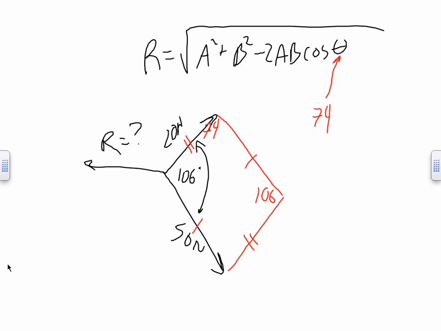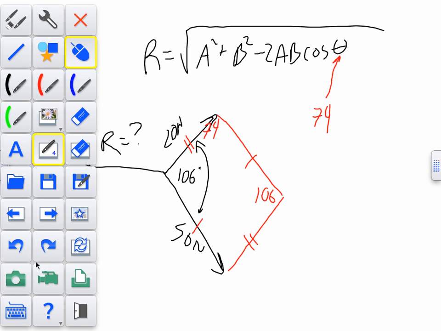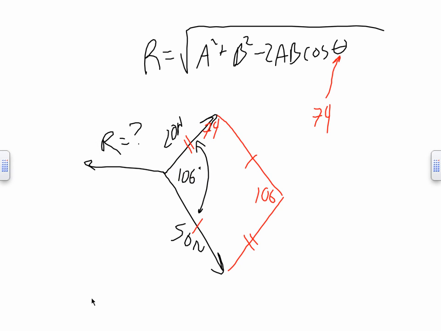Wait, where is R? Yeah, R is this right here. Technically, when I add those two, I get this, and then R is the negative of that.